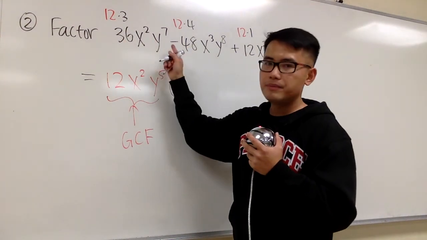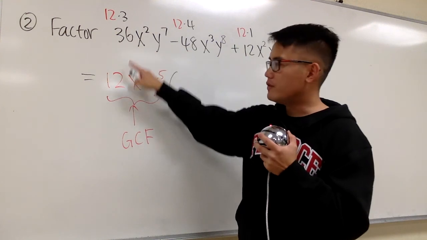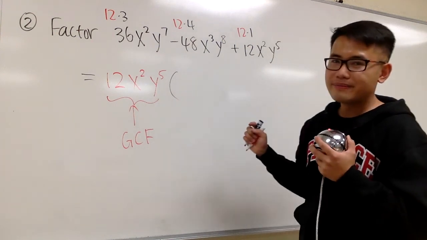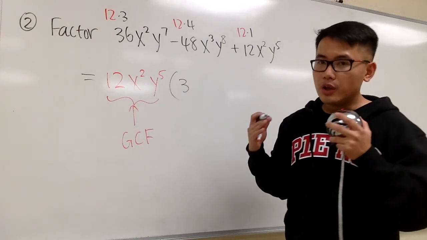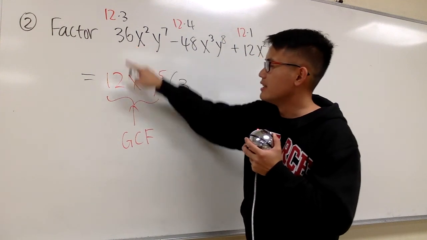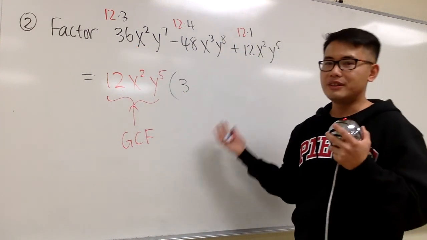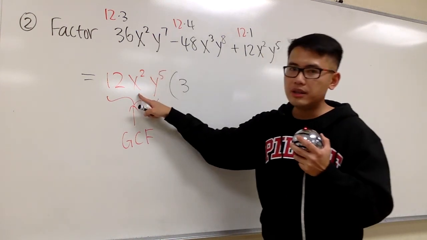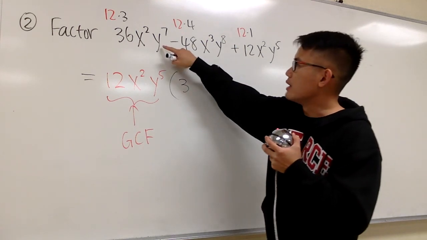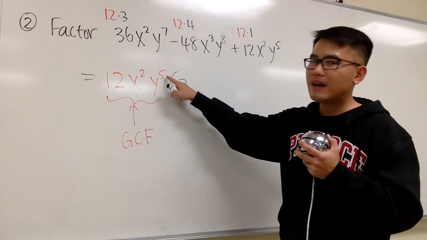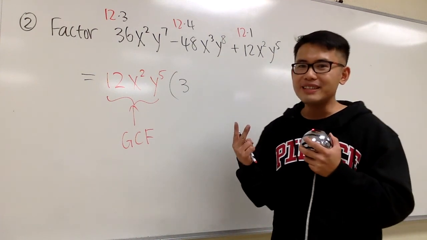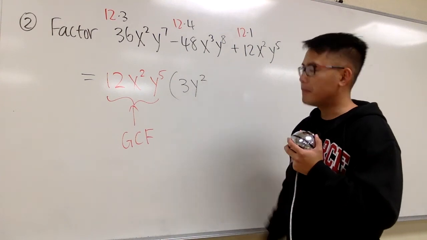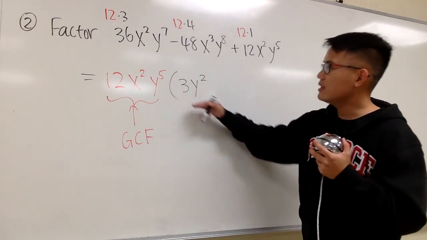For the first term, originally we had 36, but then we factored out 12, so we have a 3 left. And you can see that's a 3 right there. So I'm going to put down the 3 right here. Or you can just think about this as 36 divided by 12 gives us 3, another way, okay? And originally, we had x squared, but then we took it out already, so no more x. This was y to the 7th power, but then we took out 5 of them. So we have 2 left, right? 7 minus 5, we get 2, so y to the 2nd power. This is it for the first term.